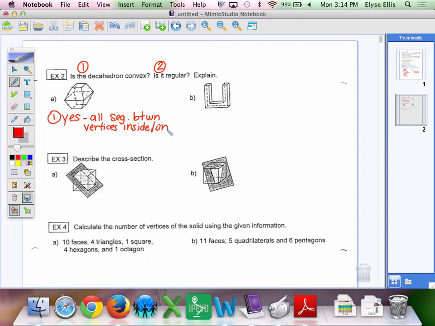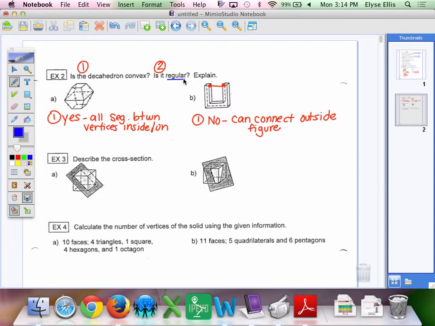In figure B, okay, is that one convex? In B, this one is going to be no. If I took my top 2 vertices and I connect them, that line is going to go through that outside, exterior space. So that is why that one is not convex. I can connect outside of the figure.